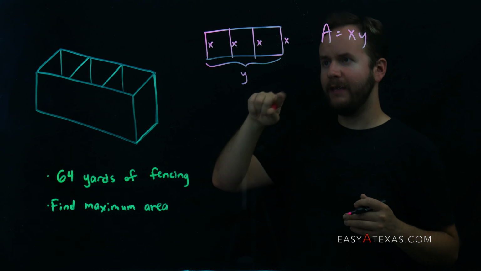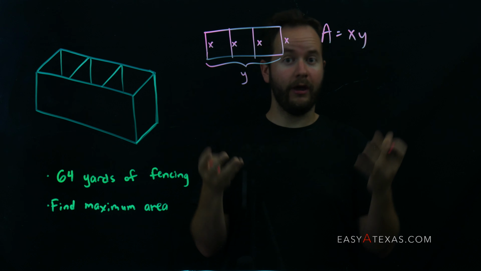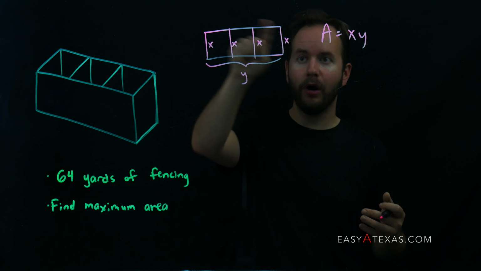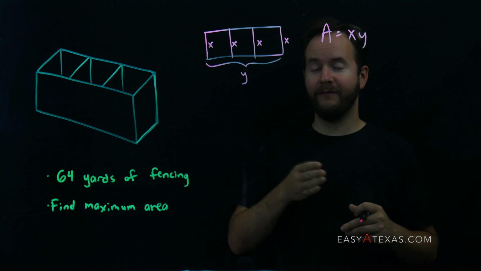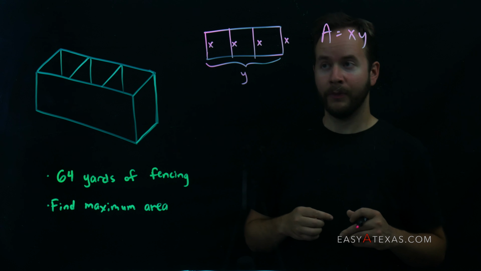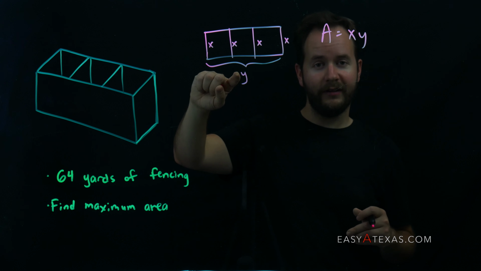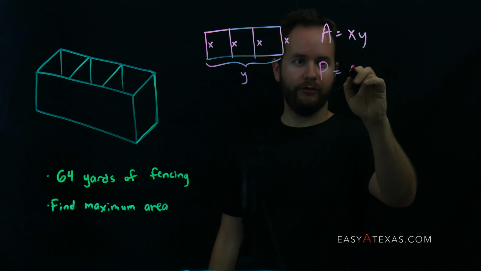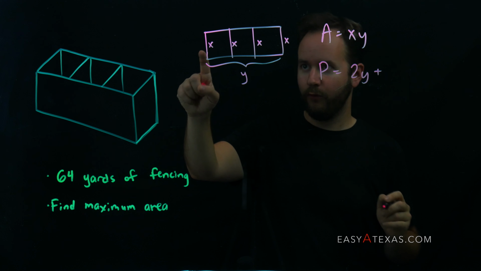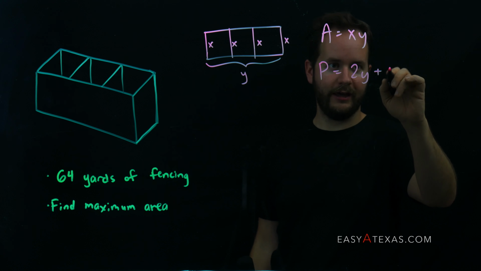Now, what about the amount of fencing being used? A lot of people think, okay, that'd be the perimeter. Sure, the perimeter is part of the fencing being used, but there are these 2 interior walls that are also being used to divide up the 3 cages. Okay, so we've got one side of length Y. Note, we have 2 sides of length Y. So we have perimeter equals 2Y plus, and we have 1, 2, 3, 4 sides of length X.